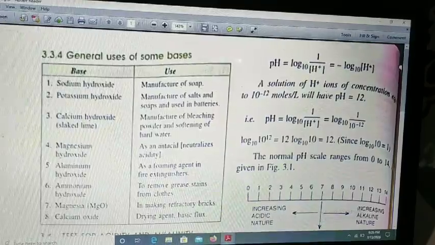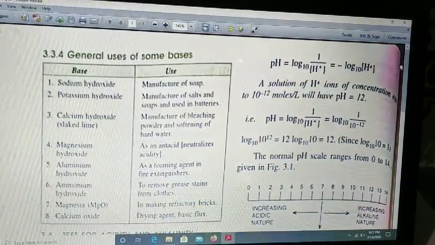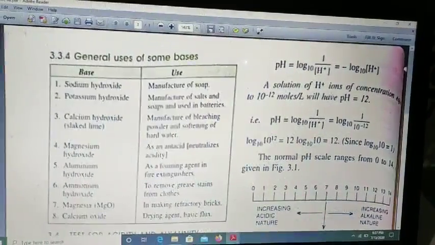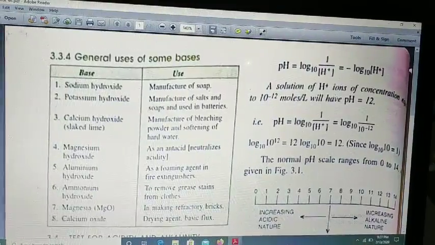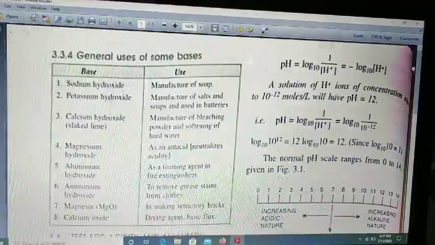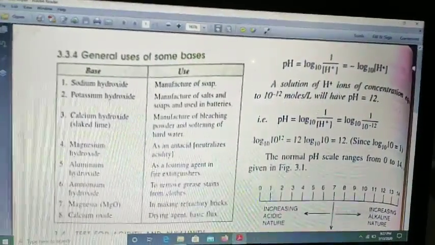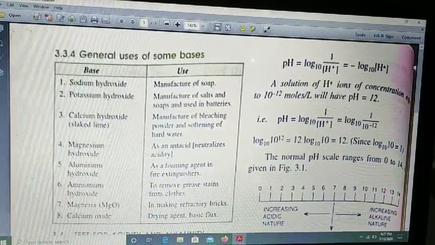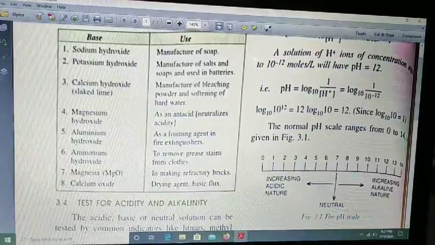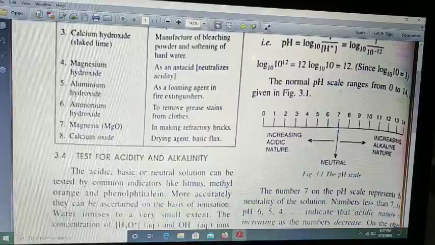Calcium hydroxide, which is also called slaked lime, is used in the manufacture of bleaching powder and softening of hard water. Whereas magnesium hydroxide, which is also known as milk of magnesia, is used as an antacid, neutralizes acidity. Whereas aluminum hydroxide is used as a foaming agent in fire extinguishers. And ammonium hydroxide is used to remove grease stains from clothes. And magnesium oxide is used in making refractory bricks, and calcium oxide is used as a drying agent or as basic flux.